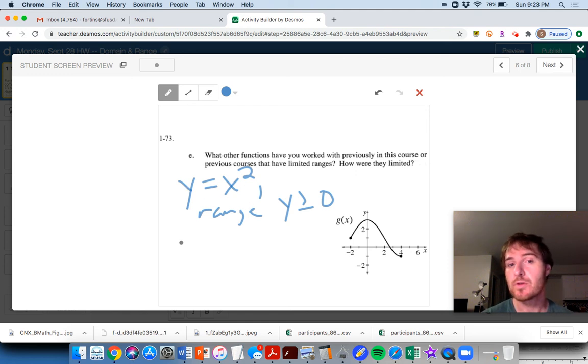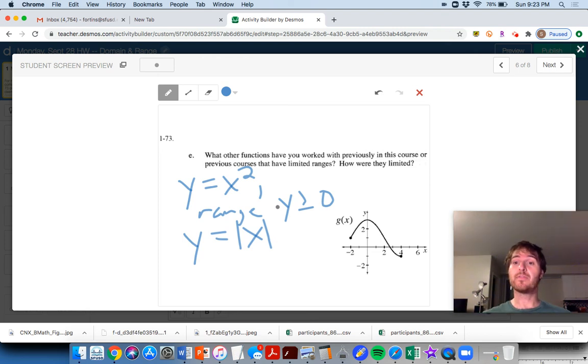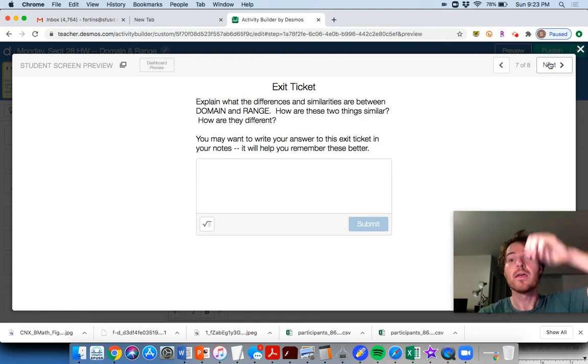So quadratic functions have a limited range. An absolute value function also has a limited range. There are probably several other ones. Square roots have limited ranges depending on what direction it's facing, of course. So plenty of things that we've worked with have limited outputs, limited to only certain values. It's not going to be just any random value.